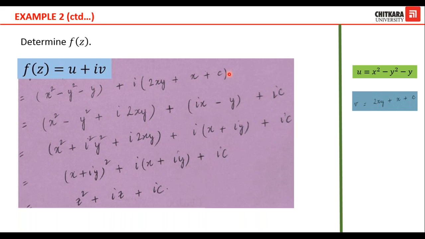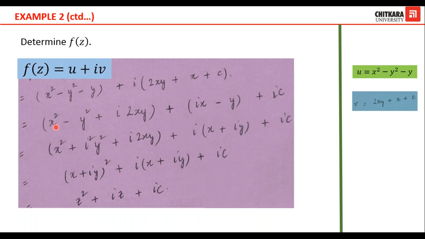This is the value of v, right? Now you have to do simple calculations. You have to just do certain manipulations so that you can combine them. And since the answer should be in terms of z, your final answer should be coming in terms of the z variable, not in terms of x and y. So how are we doing those calculations? Just look at the steps.